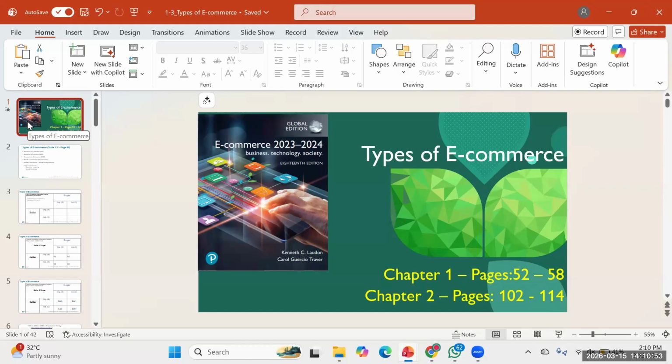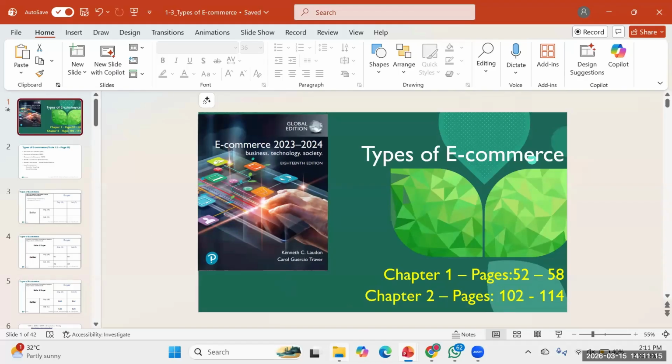Yes, sir. All okay. Sir, can you tell the page number again? Sorry? Page number again? I'm sharing the screen. Can you see it? Yes, sir, it's on the screen. Page number 52 to 58, and then page number 102 to 114 in chapter 2.